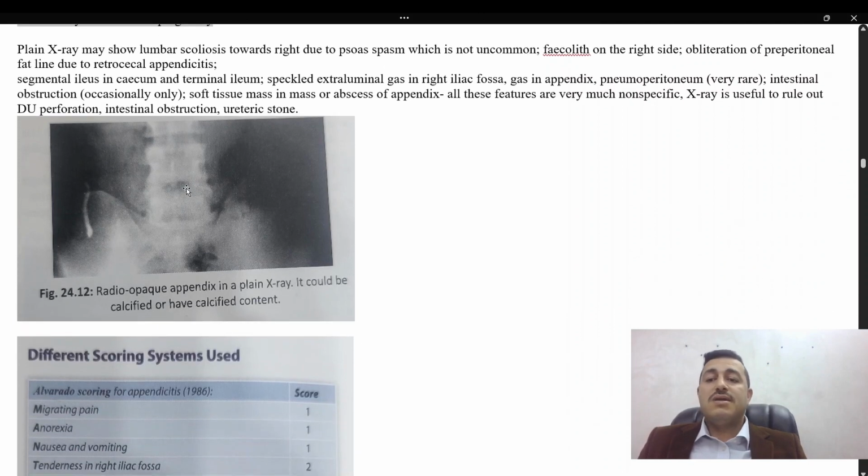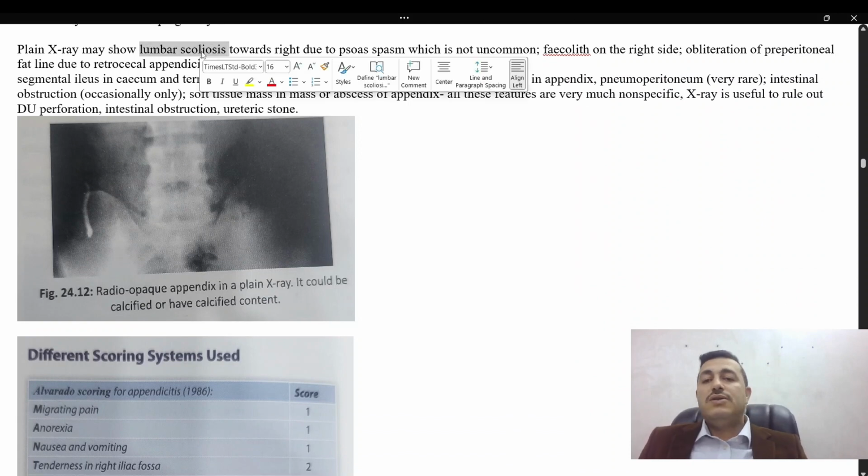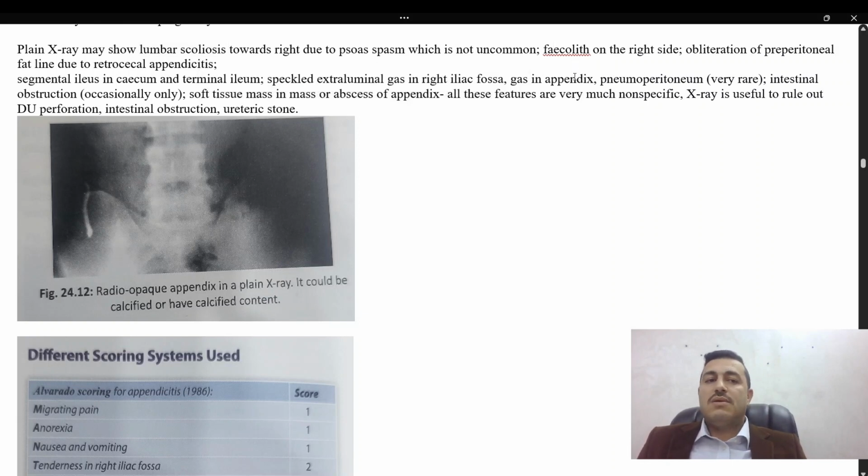X-ray, we can find some signs of appendicitis. Among these signs are lumbar scoliosis, likely due to pain and spasm of the psoas muscle, fecolith, and obliteration.